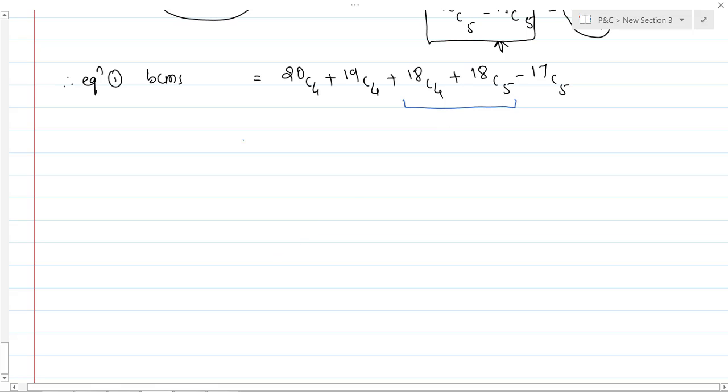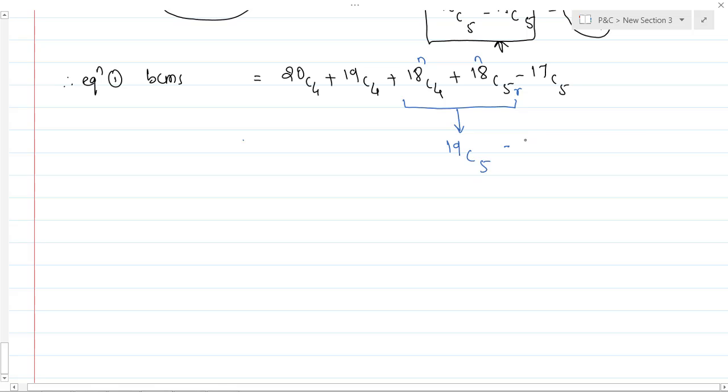It is nCr plus nCr minus 1. What will be the answer? See, this becomes nCr plus this is my nCr minus 1, that means r is 5 minus 1, that is 4. It is equal to n plus 1 Cr. So n plus 1 becomes 19C, and r was originally 5.